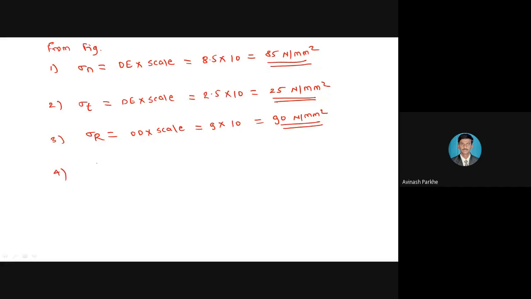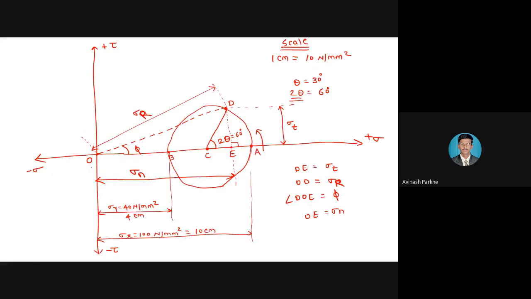And the fourth one is called the angle of obliquity. So which angle do you have to represent, or which angle do we have to measure? Angle DOE at point O. We have to keep that particular instrument at point O and measure that angle phi from the horizontal line in the anti-clockwise direction.